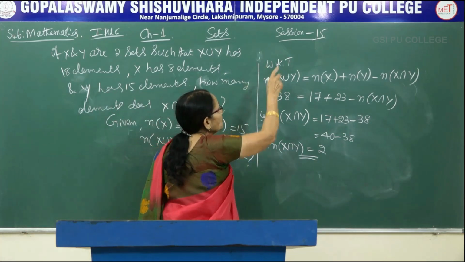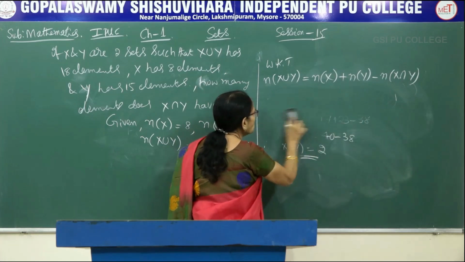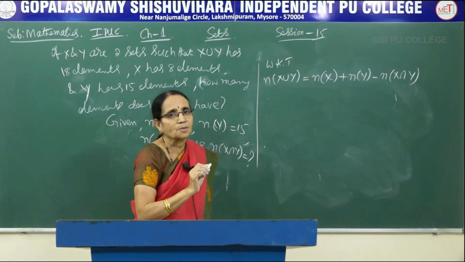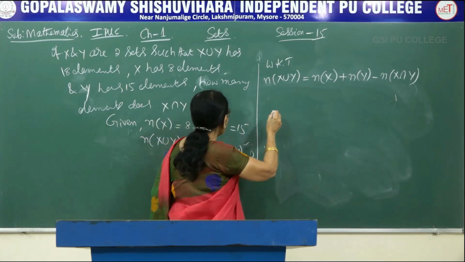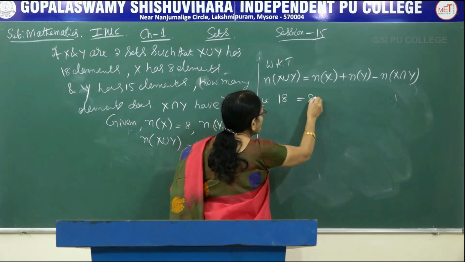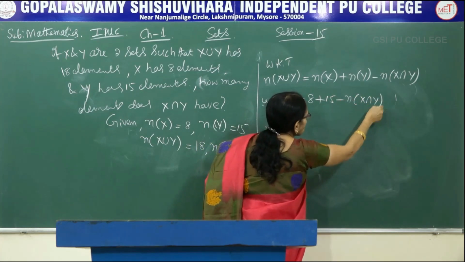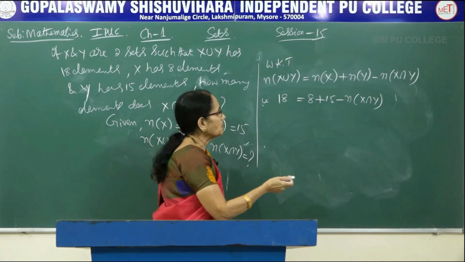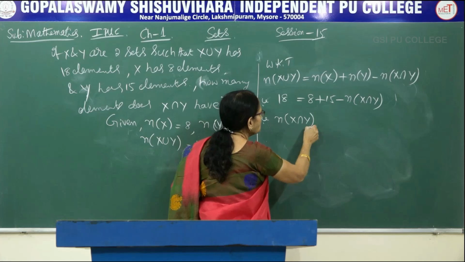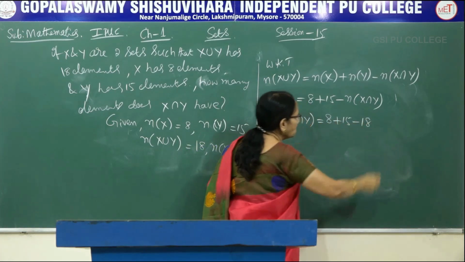So start with the same formula. n of x union y is equal to n of x plus n of y minus n of x intersection y. Now let me write the data. It is 18 is equal to 8 plus 15 minus n of x intersection y. Just like the previous problem, interchange the terms here. n of x intersection y equal to 8 plus 15 minus 18.